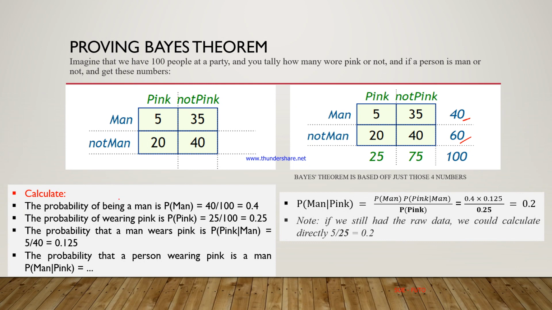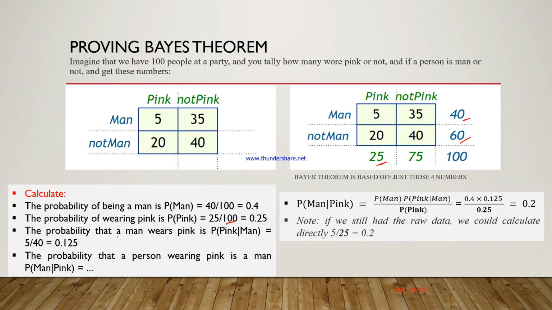The first thing to calculate is the probability of a person being a man. Out of the number of persons, 40 of them are men. So 40 over 100 gives us 0.4. The probability of getting a man in that party is 0.4. Now, the probability of having a person wearing pink is the number of persons wearing pink, which is 25, all over the total number of persons in that party. And so we have 0.25.